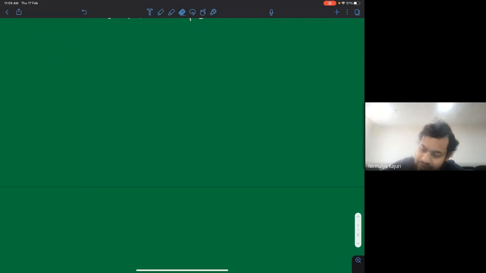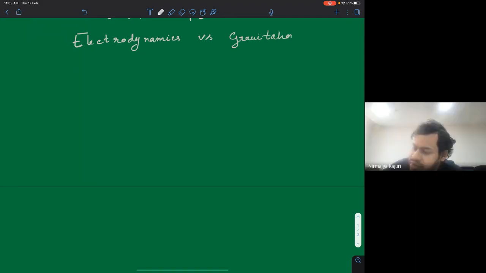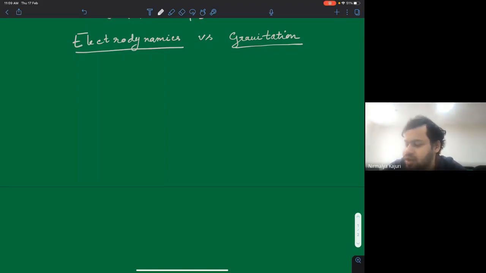Is it electrodynamics versus gravitation? And which is stronger? This is our version of Batman versus Superman. Which of these forces? So how many of you think gravitation is stronger?